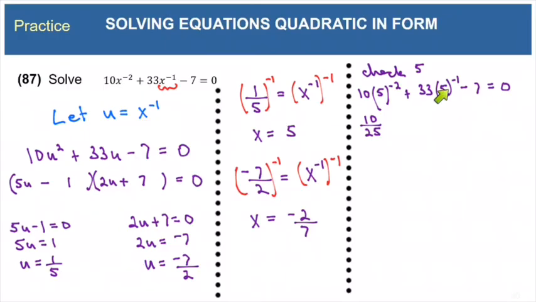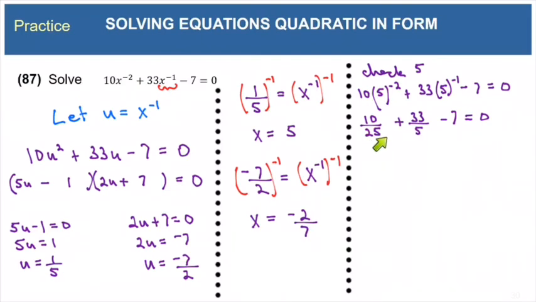For the second term, we raise the 5 to the negative 1 power. In other words, we flip it down to the denominator and multiply it by 33, and we get 33 over 5. And then we have minus 7 and then equals 0. So we need to add this up and verify that it does equal 0.